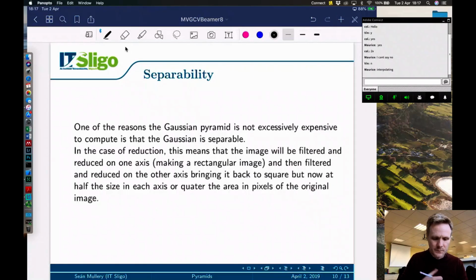Of course, the separability, as I've already mentioned, is one of the reasons the Gaussian pyramid is not excessively expensive to compute: the Gaussian is separable. So in the case of reduction, this means that the image will be filtered and reduced on one axis, making a rectangular image, and then filtered and reduced on the other axis, bringing it back to square, but now at half the size in each axis, or a quarter of the area of the pixels of the original image.